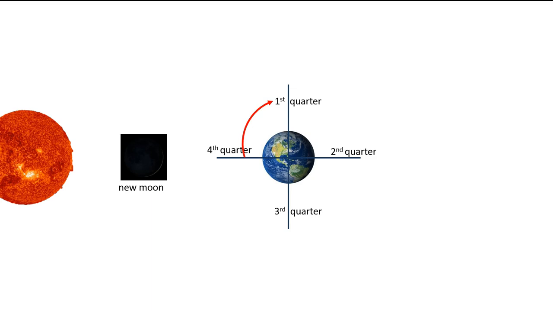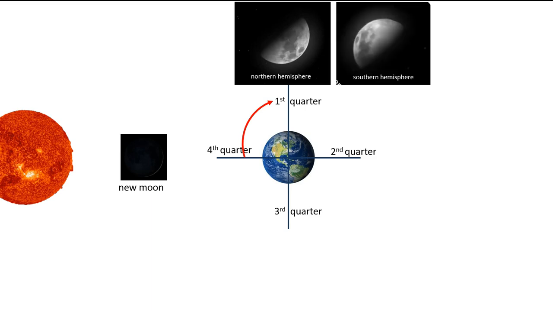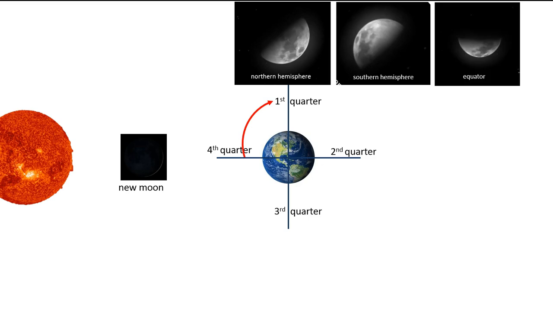About 7 days later, the moon is in the first quarter position. We call it the first quarter because the moon has completed 1 quarter of its cycle. When we see the moon at night, it looks half lit and is commonly called a half moon. Not everyone will see the same half of the moon lit up because it depends on their location. Here is the view from the southern hemisphere. It's the other half of the moon. And here is the view from the equator. There is an in-between phase here, but I will do the 4 quarter phases first.